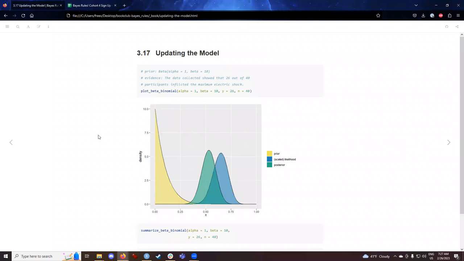So we'll try this out with the helper functions. In the plot beta binomial functions, we'll put the hyperparameters from the prior here in alpha and beta. We'll put the numerator and denominator of the proportion here, y and n. Remember that 26 out of 40 people inflicted the maximum electrical shock. The prior, once again, is in yellow. The scaled likelihood is in blue. And now the updated posterior in green strikes a balance between the prior and the likelihood.